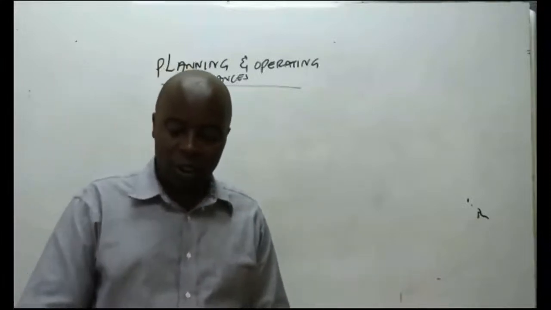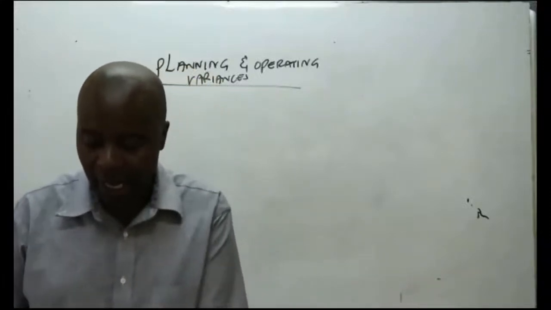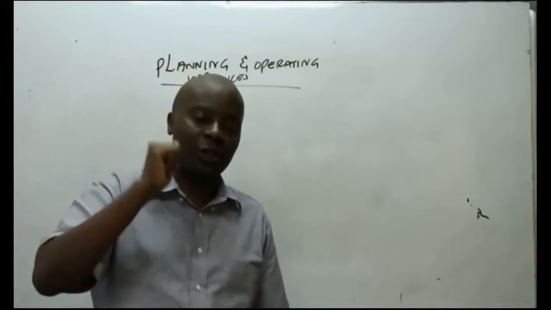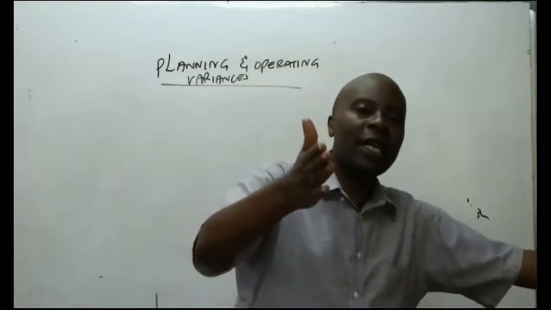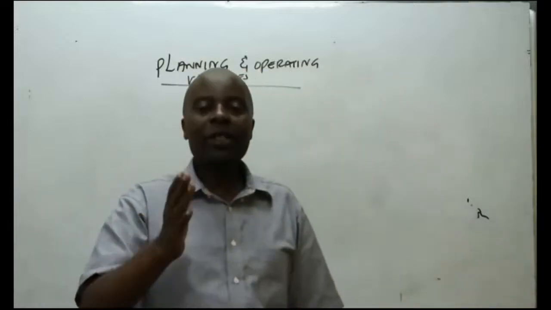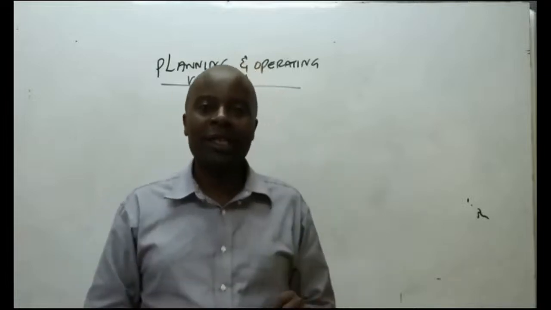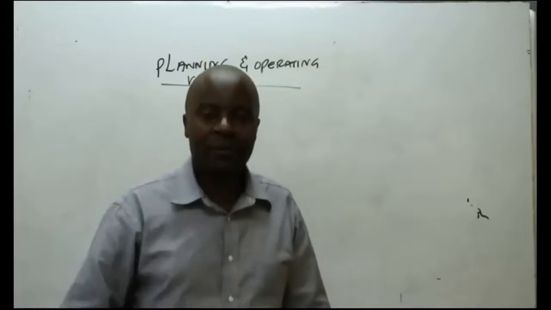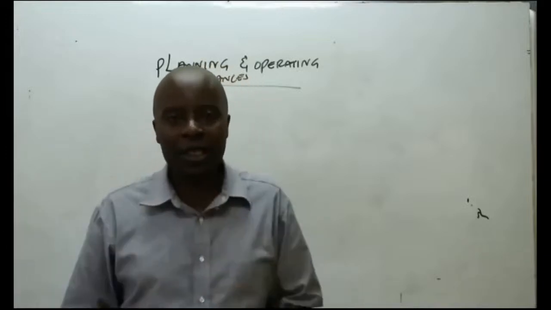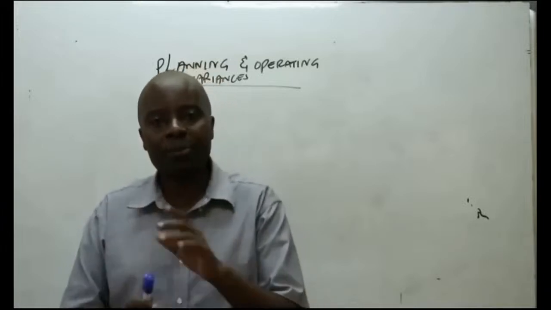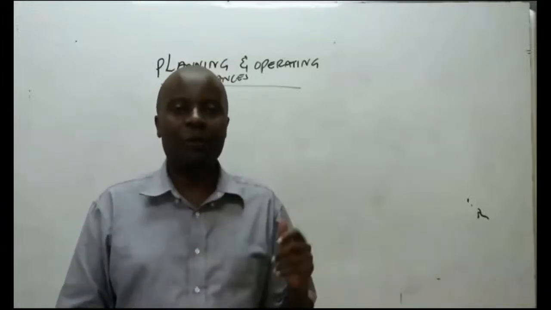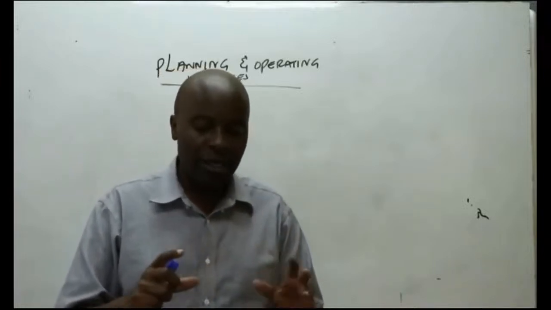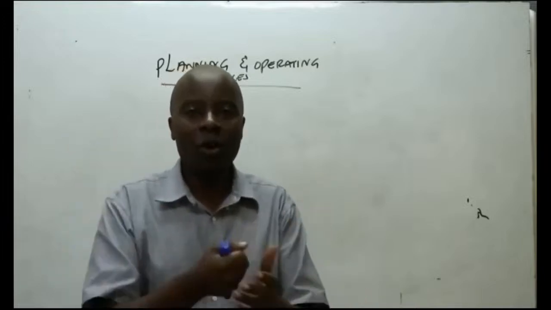I would want us, ladies and gentlemen, today to look at planning and operating variances. Ladies and gentlemen, things change. There is nothing that is constant in this world. Change is a normal thing. So what will normally happen is that we will do our budget. We have done our budget nicely. By the start of the year, we start putting this budget into operations. We start applying the budget. In between that year, coronavirus knocks.